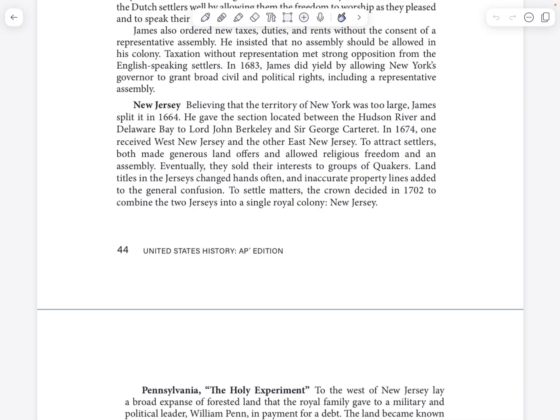Eventually, they sold their interests to groups of Quakers. Land titles in the Jerseys changed hands often, and inaccurate property lines added to the general confusion. To settle matters, the Crown decided in 1702 to combine the two Jerseys into a single royal colony, New Jersey.